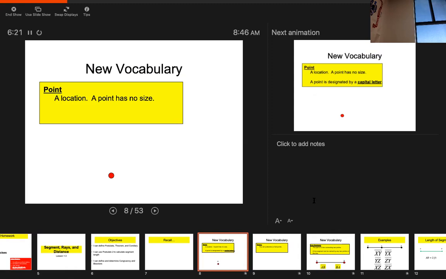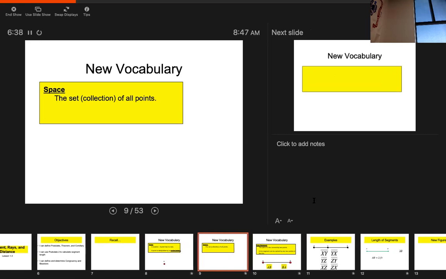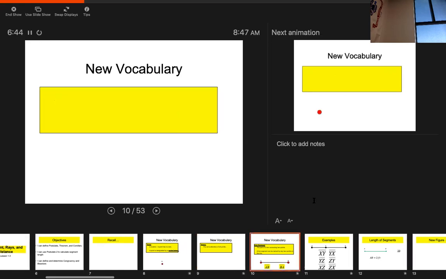All right. We name points by what kind of letters? Capital letters. Just remember, a capital letter can be anywhere. It doesn't have to be on top. It could be this side. It could be way over here. If it's way over here, there's going to be an arrow pointing to the point. Okay? We talked about space. Space is the collection of all points. You put all the locations that are possible together, and you have space.